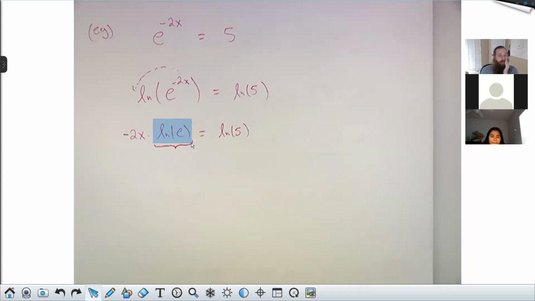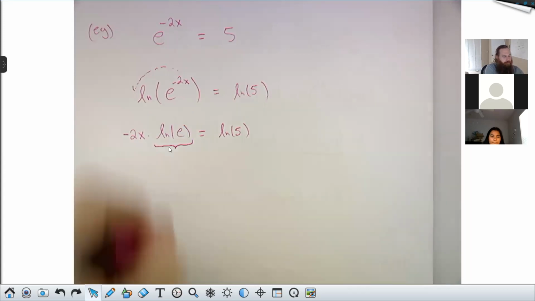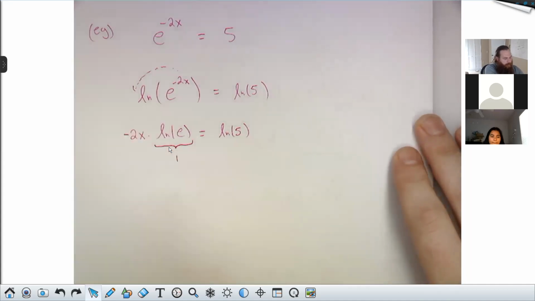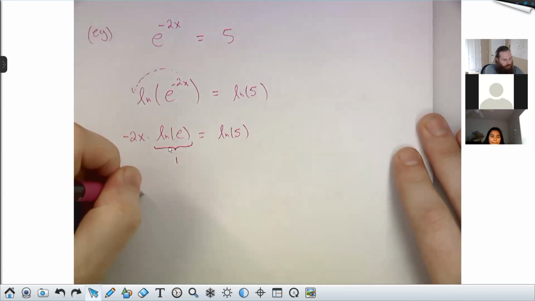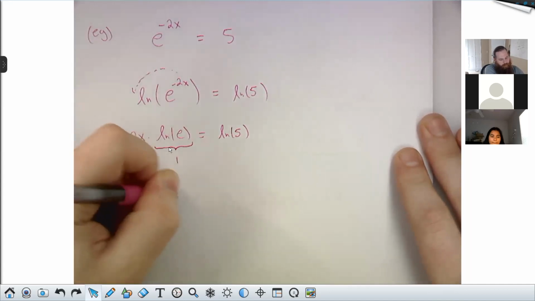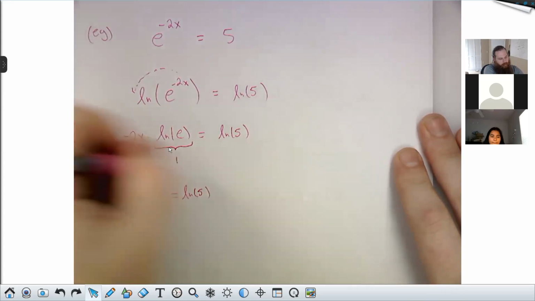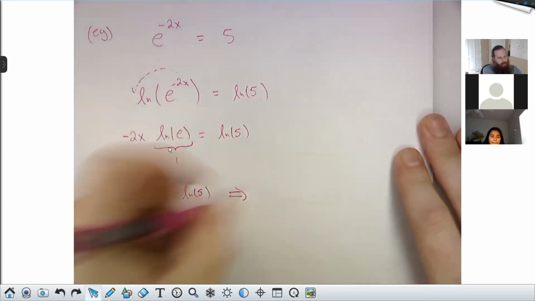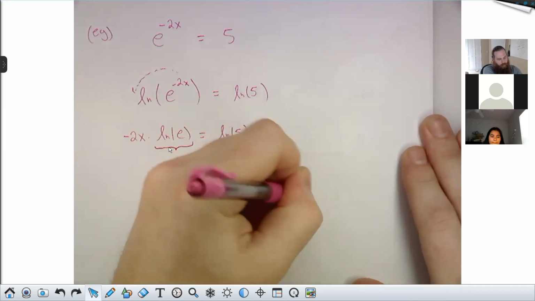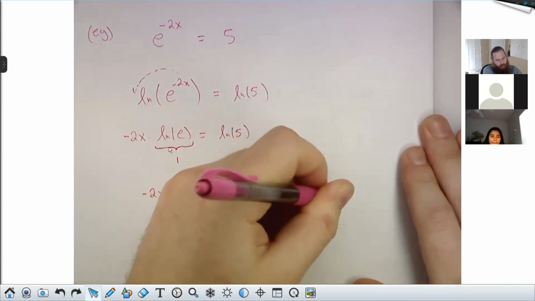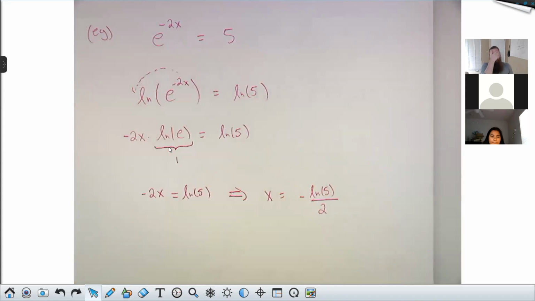The natural log is the base e logarithm. So the natural log of e is the power to which one must raise e in order to get e. So this is 1. Just like the base 5 log of 5 or the base 2 log of 2 is 1. So we get negative 2x is equal to the natural log of 5. And now we can divide both sides by negative 2. And we get x equals negative ln 5 over 2. So solving exponential equations always goes this way, right? You want to isolate your exponential term, then take logs.